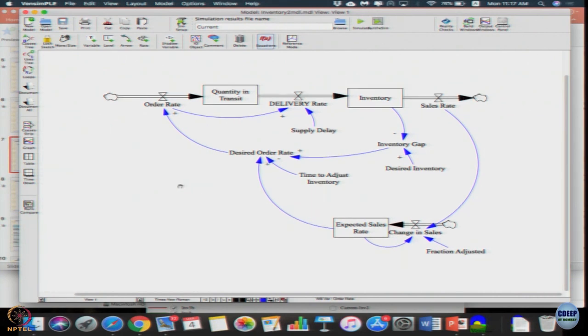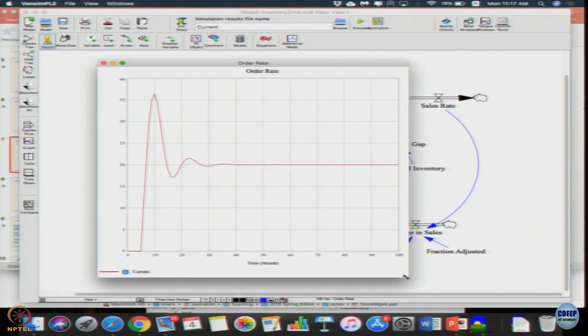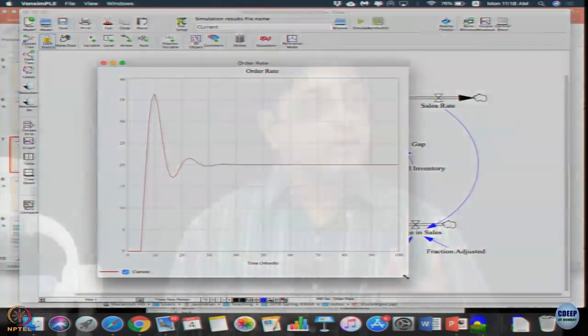Got it? Run the model. For the fraction adjusted or smoothing constant, in this model I am using 0.2. Now let us look at order rate. Now you will start to see pronounced oscillations in the dynamics of your order rate. Earlier, when there was only information delay, you overshot and then you gradually reached your goal. But when the supply delay in the supply line is also explicitly captured to represent the physical reality of the scenario, we find that there are oscillations. This is called damped oscillations. Oscillations occur, but they damp out and it reaches a steady state of 20.